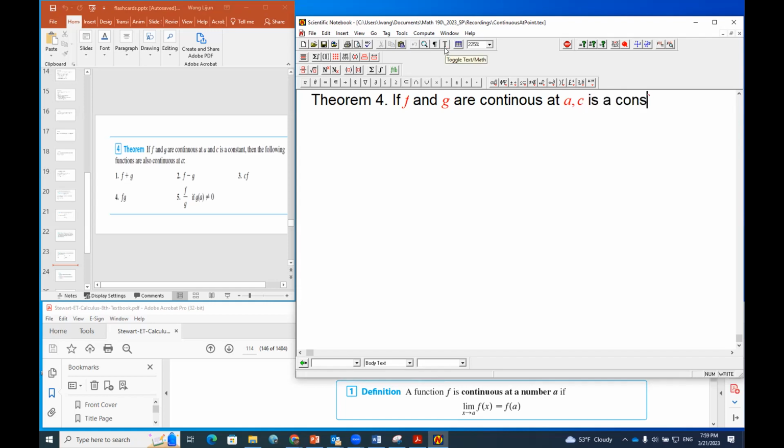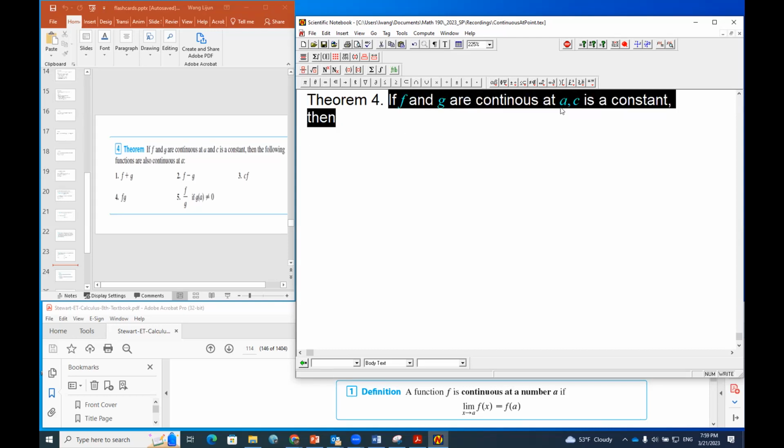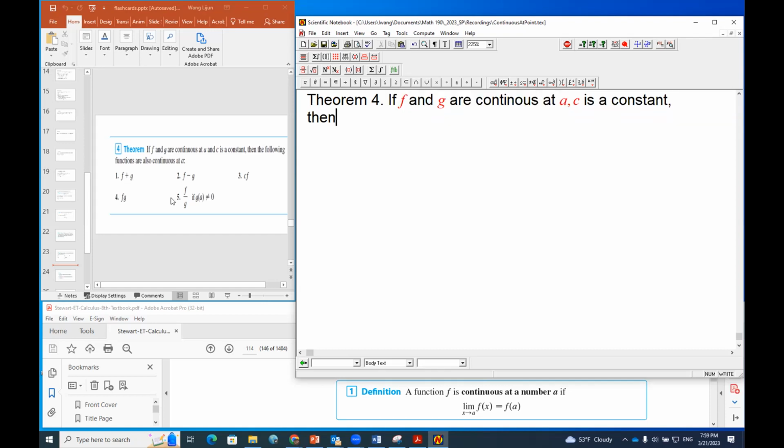C is a constant. Then what? Okay, don't forget this is the premise, right? Both functions must be continuous at the same point. And then the sum, the difference, a constant multiplied by the function, f times g, f divided by g, except the case where the denominator equals 0. We're not going to include that case, that the sum, difference, all of these, right?